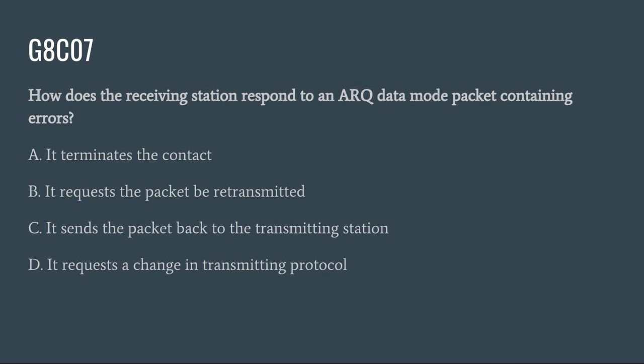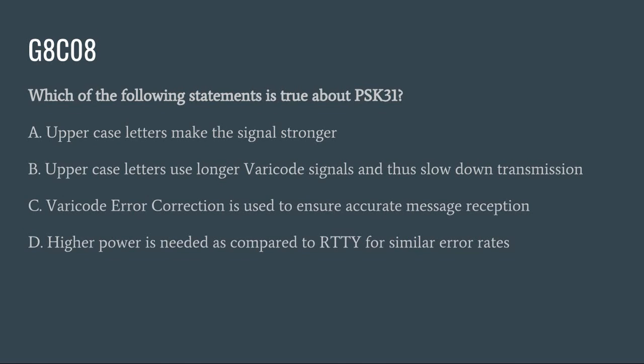G8C07. How does the receiving station respond to an ARQ data mode packet containing errors? A. It terminates the contact. B. It requests the packet be retransmitted. C. It sends the packet back to the transmitting station. Or D. It requests a change in transmitting protocol. And it does B. It requests the packet be retransmitted.